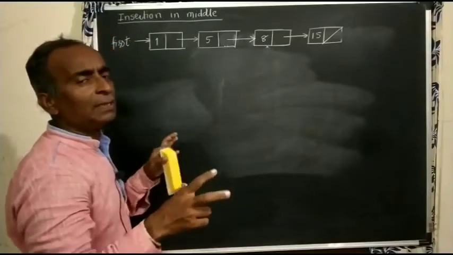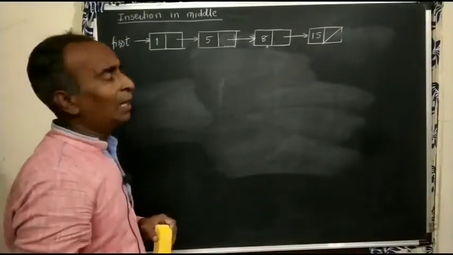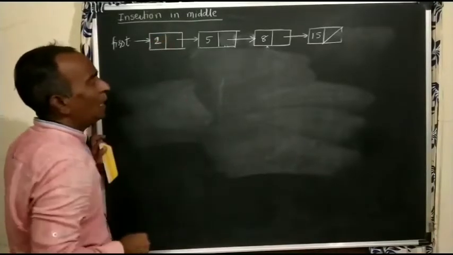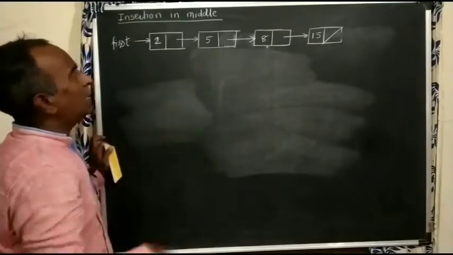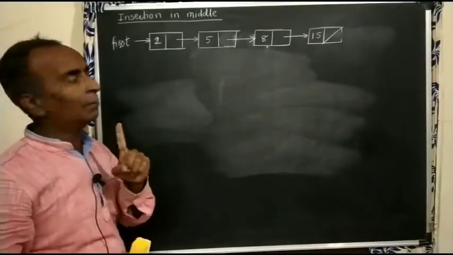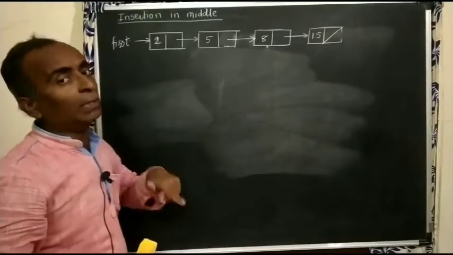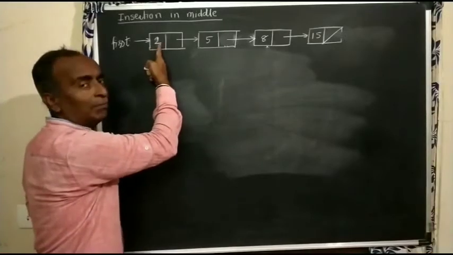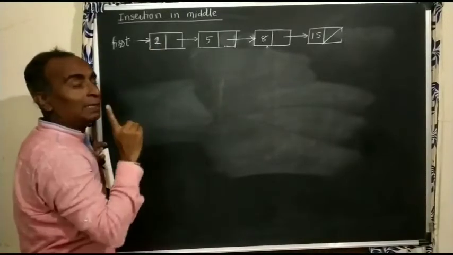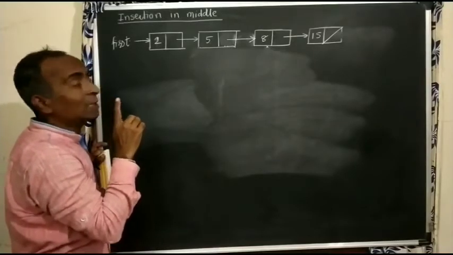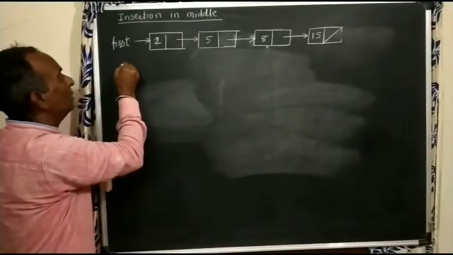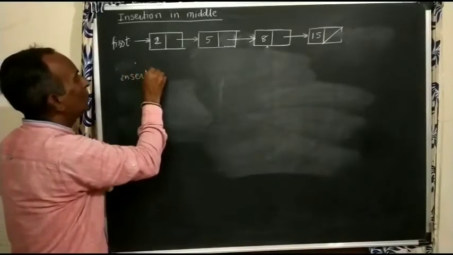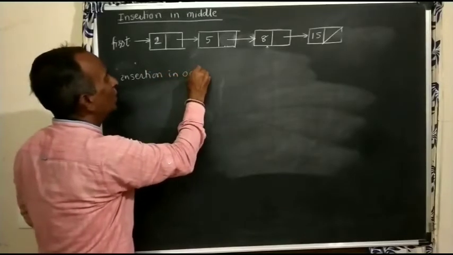So I'll give you the different cases. Suppose this is 2. Assume that I want to insert one element in this linked list in order. So where will be the position of 1? Obviously it will be before this first node. So this is what forms a special case in this insertion in order.